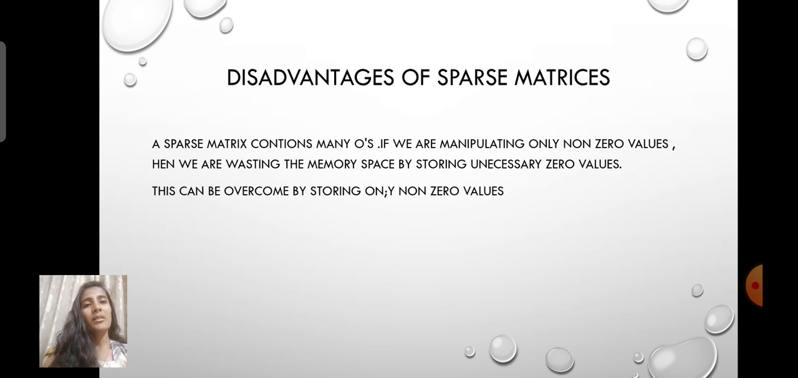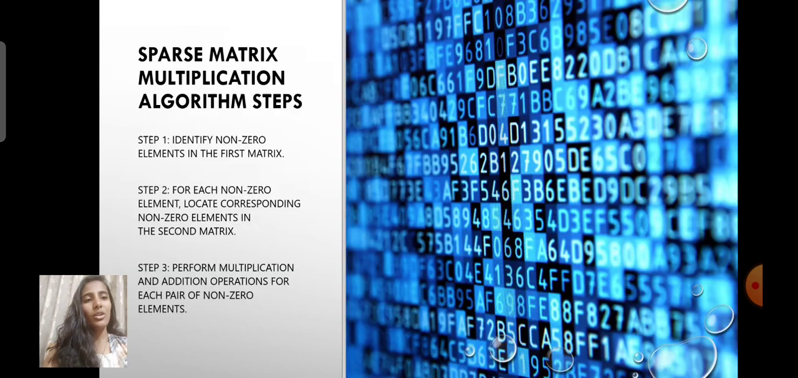Disadvantages of sparse matrix. A sparse matrix consists of many zeros. If we are manipulating only non-zero values, we are wasting memory space by storing unnecessary zero values. Here only the non-zero elements are stored. If we are storing zero values, the unnecessary storage space is simply wasted. This can be overcome by storing only non-zero values. If we store only non-zero values and the others are implicitly understood to be zero, it is very useful for memory space, as zero values are not stored unnecessarily.